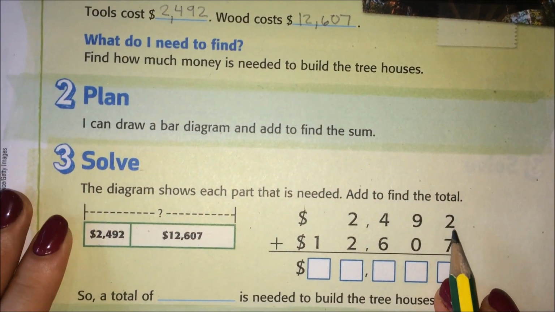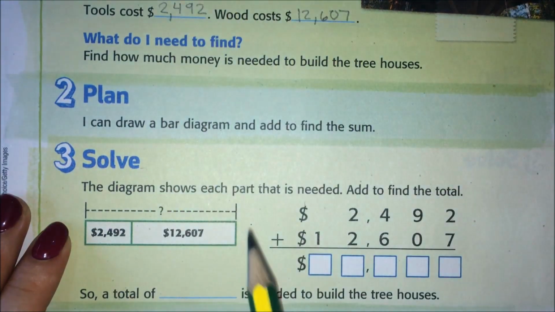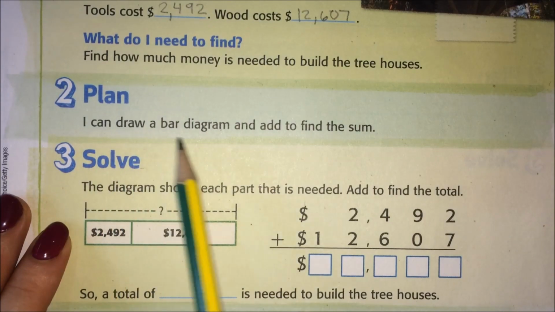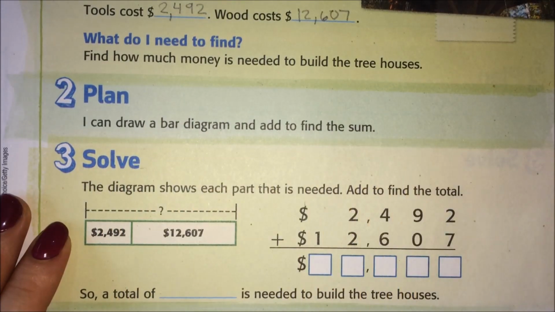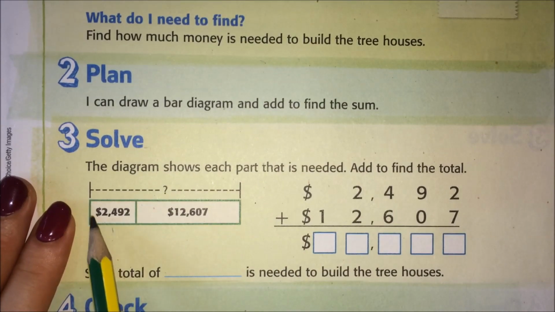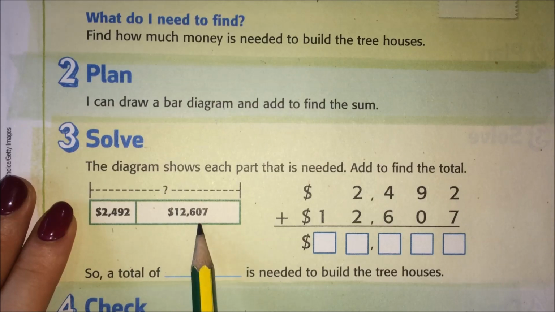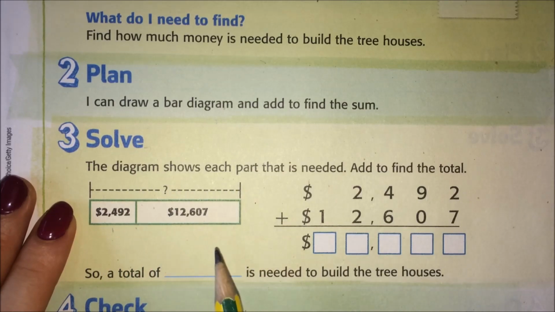Okay, plan. What are we going to do to solve this? This lesson is about learning to draw a diagram. So I can draw a bar diagram and add to find the sum. Okay, so look, here's a bar diagram. They're saying that together there's two amounts, the amount of $2,492 and the amount of $12,607. And if you put these pieces together, the whole amount up here is going to be your answer. So this represents visually what you're looking for.